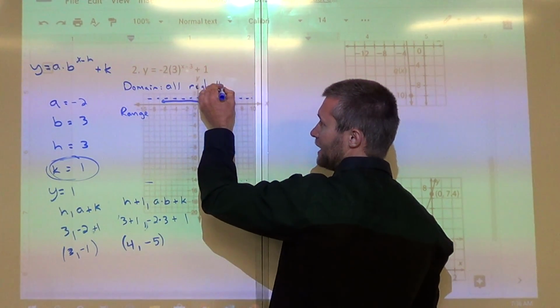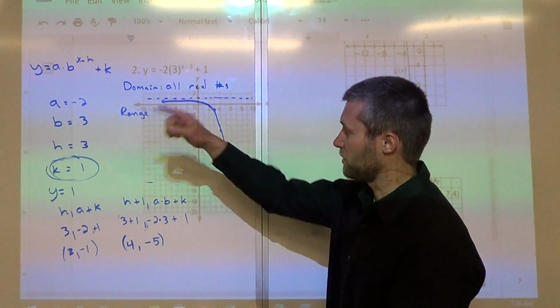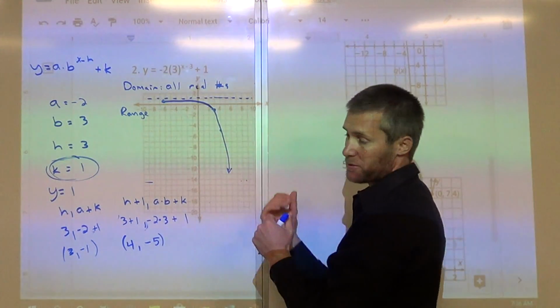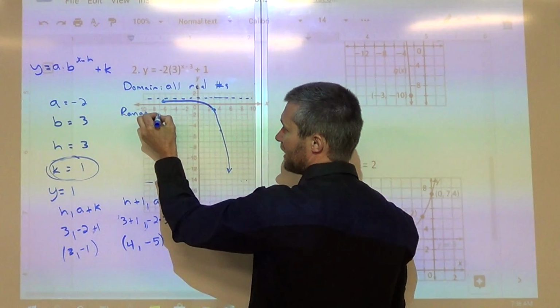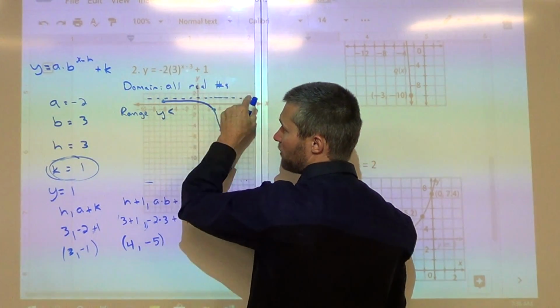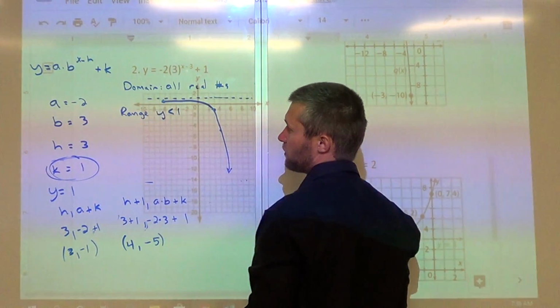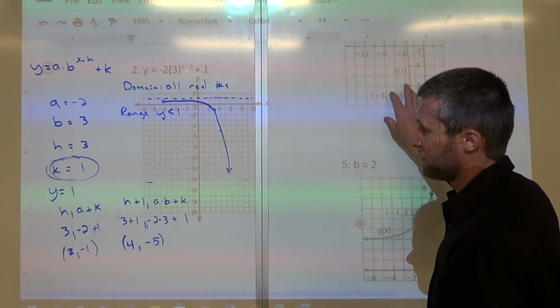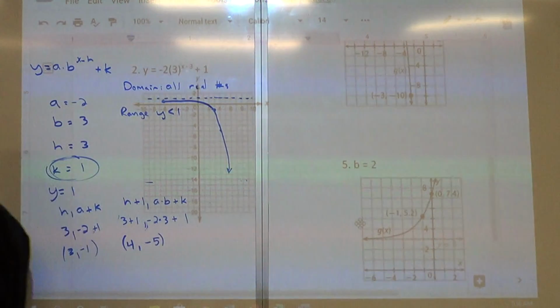All real numbers. Again, it's all real numbers because it's going to the left and to the right. My range is everything that's now, the graph's opening the other way, so it's everything less than, y is less than that value there, which was 1. So y is less than 1. I want to do 4 and 5 as we look at those two.